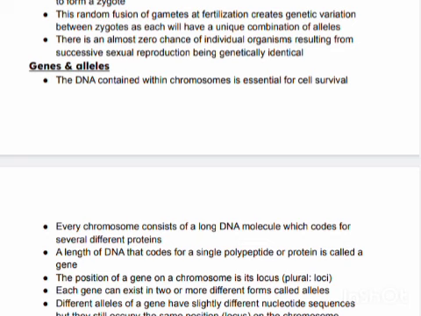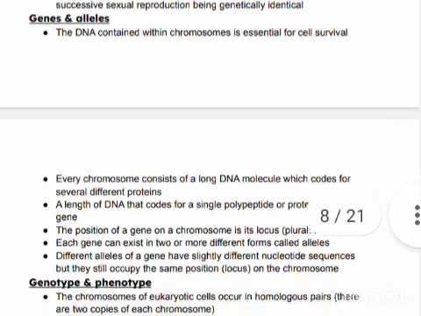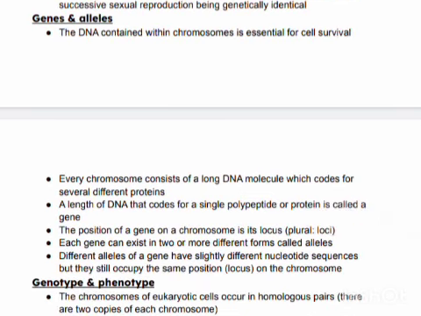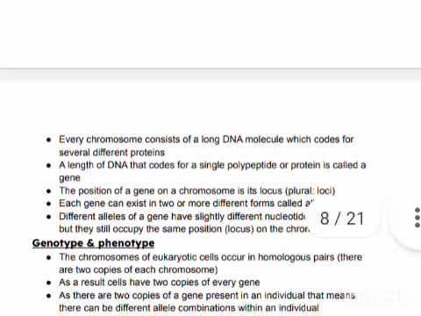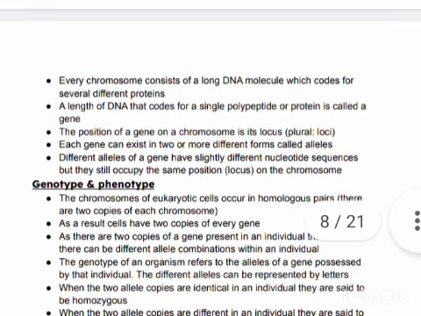Alleles are arranged on the same loci, but they can code for different things. Alleles are different forms of the same gene. For example, for hair color, the alleles can be brown, black, or blue. Each gene can exist in two or more different forms called alleles. Different alleles of a gene have slightly different nucleotide sequences, but they still occupy the same position on the chromosome.